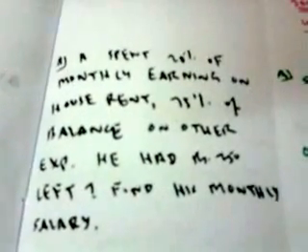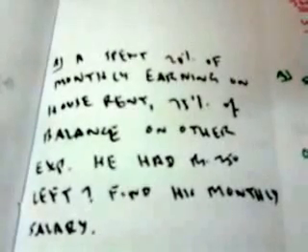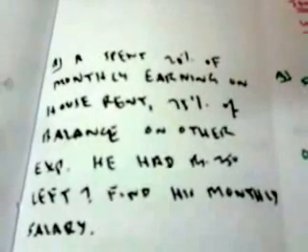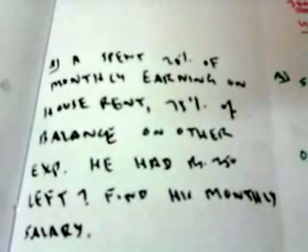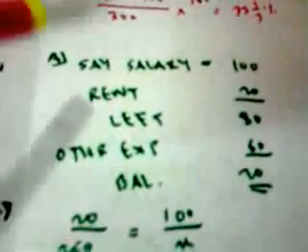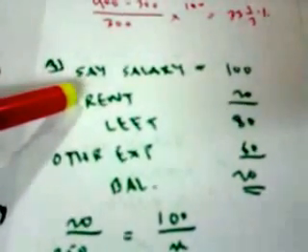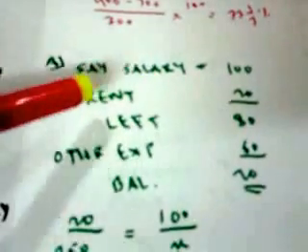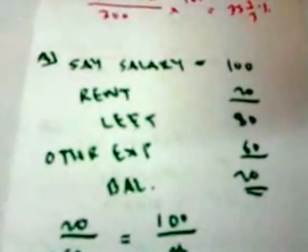Find his monthly salary. We'll do it arithmetically using ratios. Say the initial salary of A was 100. He paid a rent of 20%, that's 20 rupees. So he is left with 80 rupees. 100 minus 20, that's 80 rupees.